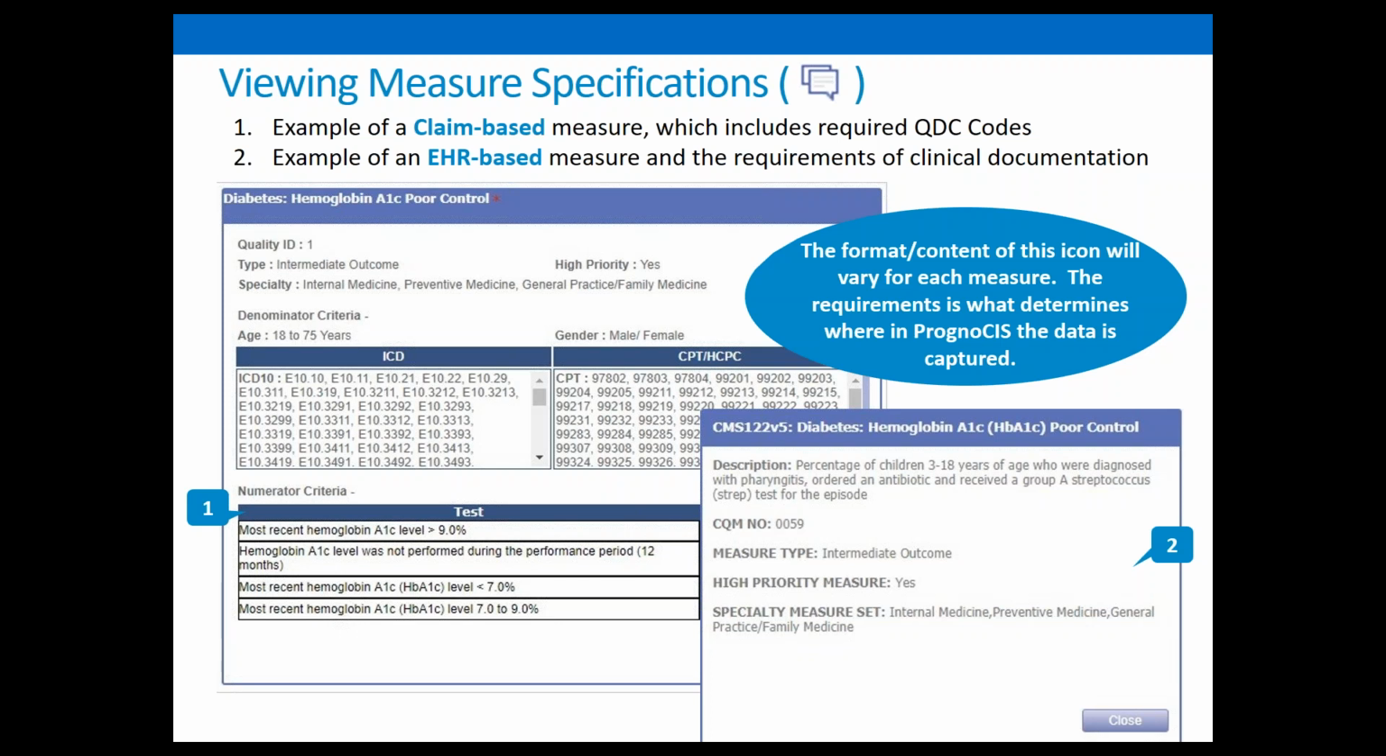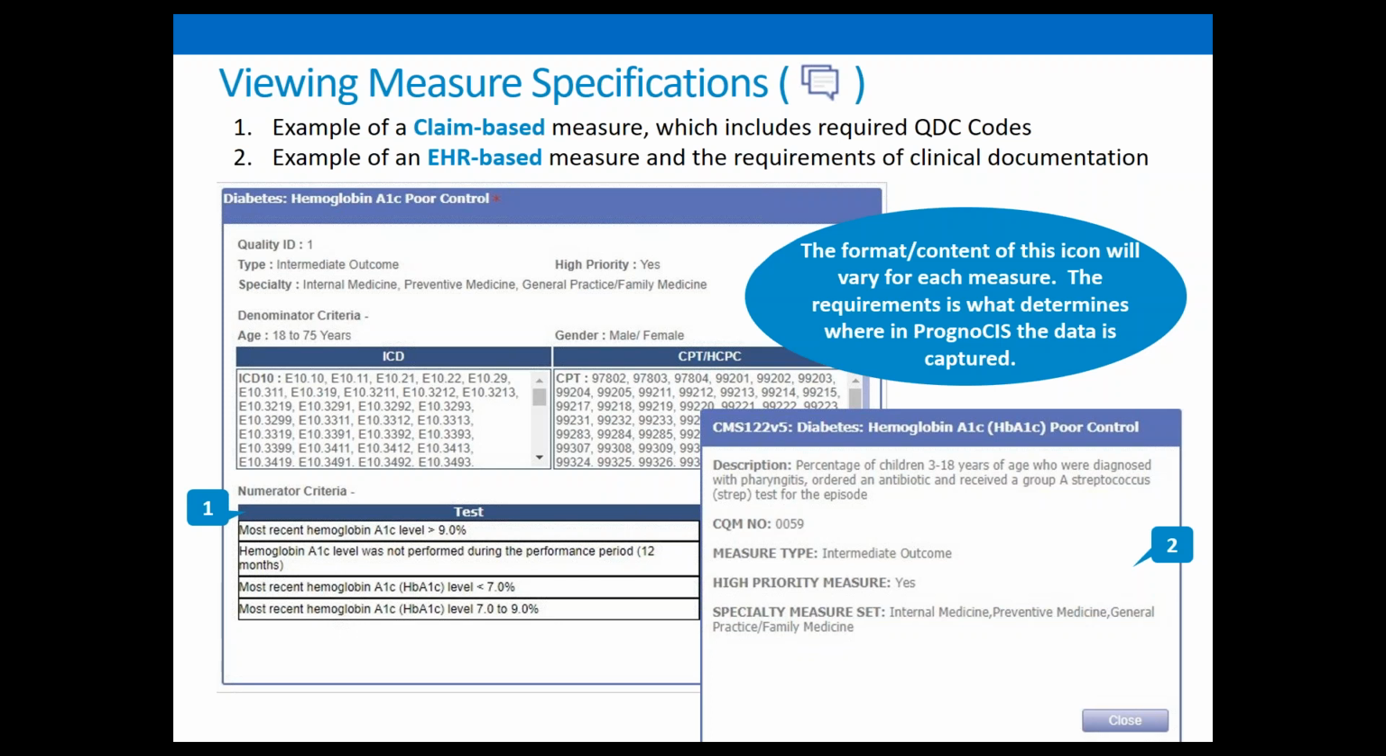Now, the lower right example is an EHR-based measure. Notice in both of these, I am showing you the hemoglobin A1C poor control. So there are similarities between the two, but the differences of how you report the data are what matters. On an EHR base, it doesn't care about your claim code because it's not looking at the claim level, it's only looking at your clinical documentation. So it's telling you what needs to be done.